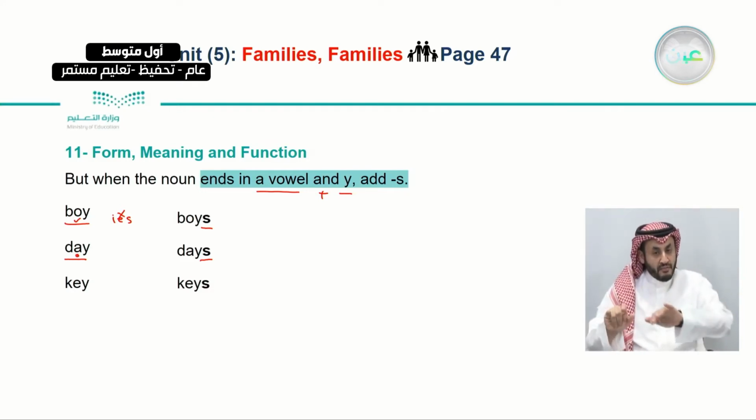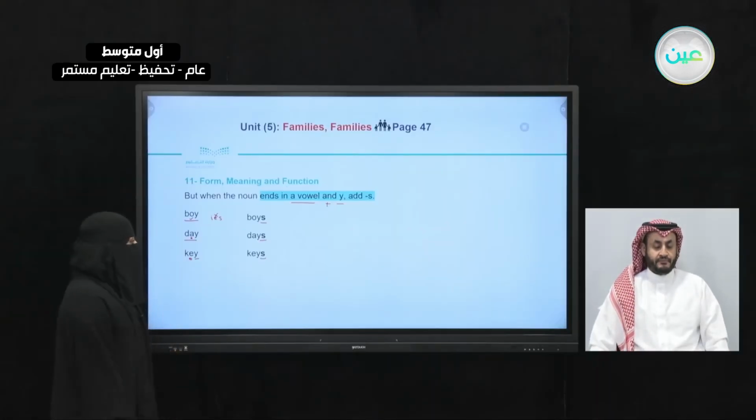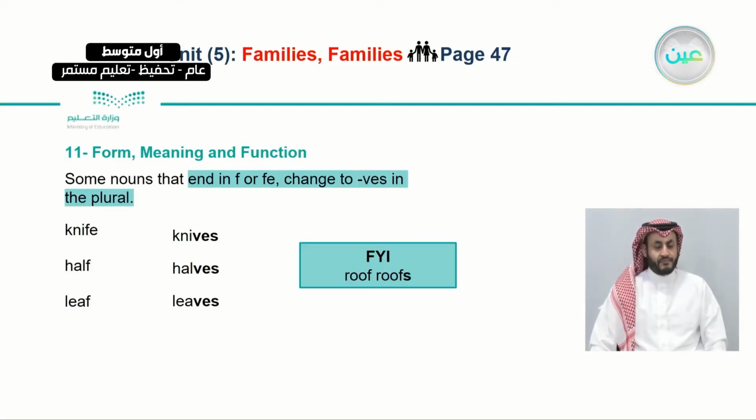How about key? Same thing. We have the vowel E followed by Y. In this case, we simply add the S, keys, and this way we have the plural form of regular words. Let's look at the next section. Some nouns that end in F or FE change to VES in the plural. Have a look at the first word, knife, ending in FE, as you can see.